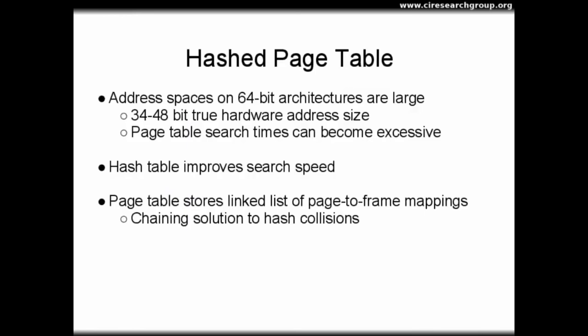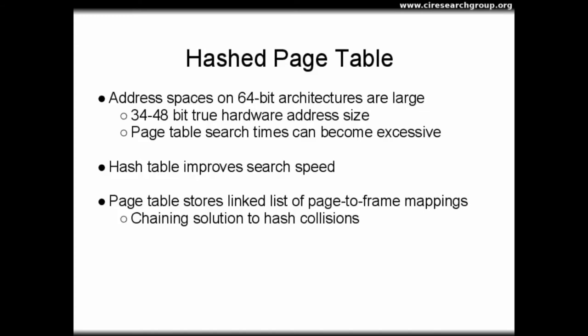Storing the page table in a tree improves access performance. However, as the total amount of system RAM continues to increase with newer and newer generations of computers, the size of the page table also increases. Moreover, the address spaces on 64-bit architectures are much larger than the amount of memory that the MMU actually supports. Current 64-bit systems have true hardware address sizes in the range of 34 to 48 bits. If we were to store a mapping to handle every logical page number in such a system, the mapping would be large and inefficient, since the address space is sparse.